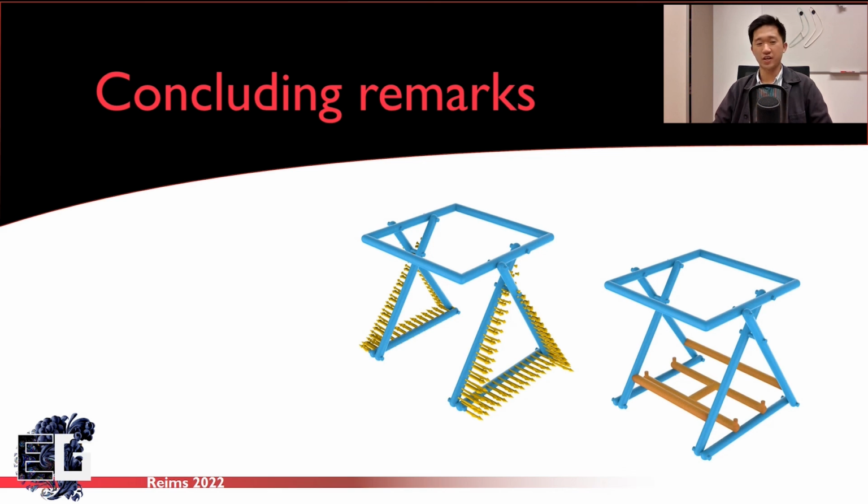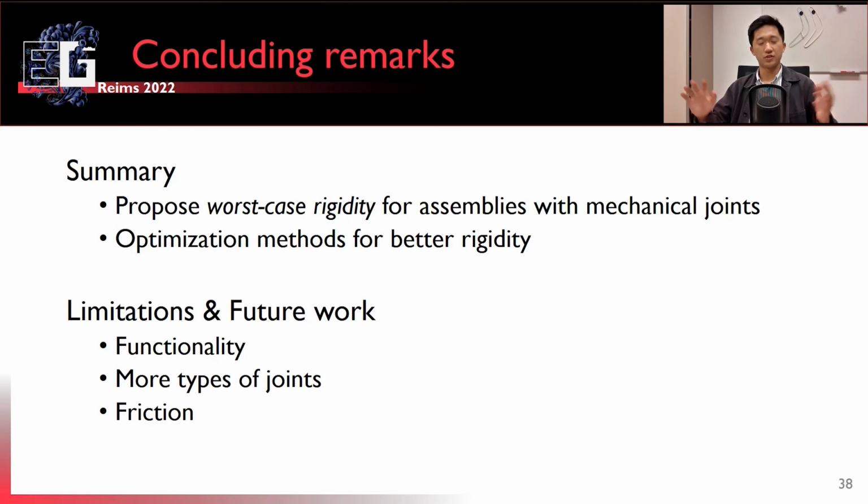And before I close, here are some concluding remarks. Just to wrap it up: we propose worst case rigidity for assembly structures with mechanical joints of arbitrary combinations of rotational degrees of freedom and translational degrees of freedom, and with joint jitters taken into account. And on top of that, we also built two optimization methods to strengthen the assembly structure for better structural rigidity.